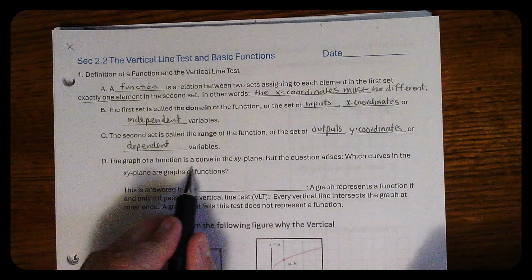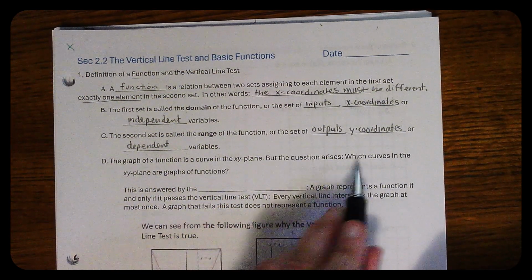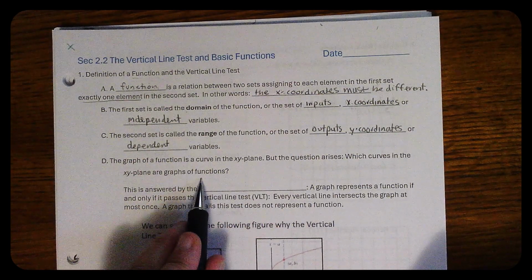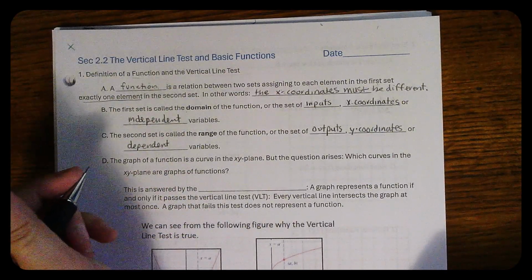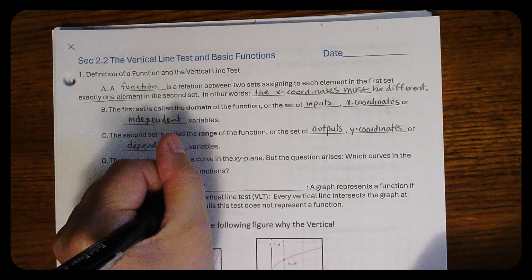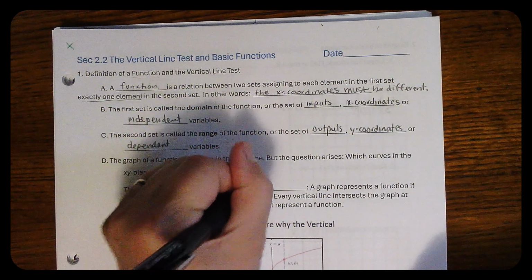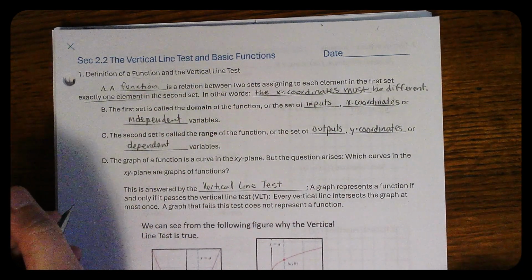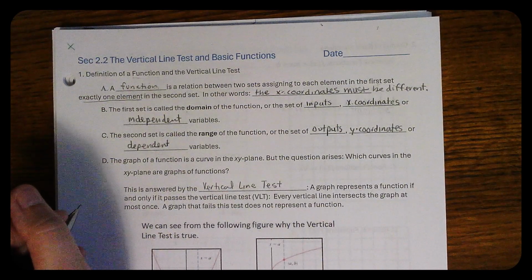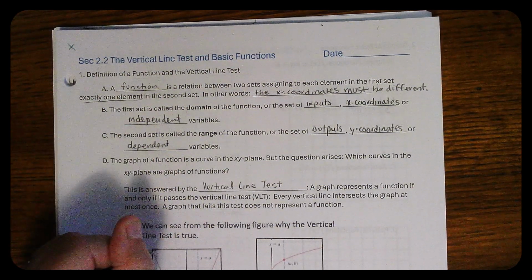The graph of a function is a curve in the xy plane, but the question arises, which curves in the xy plane are graphs of functions? Well, if you're looking at a graph, the easiest way to make sure the x's are different is by using something called the vertical line test. Okay, so a graph represents a function if and only if it passes the vertical line test. Every vertical line intersects the graph at most once, just once, because the x's have to be different.